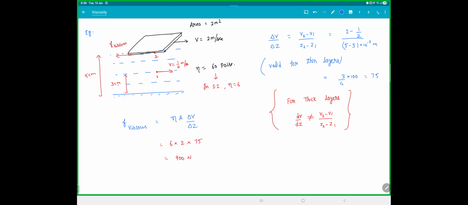Clear with this? It's the direction, right? You can take it just like friction. Just like friction opposes relative motion between two surfaces, here the viscous force opposes the relative motion between the two layers. So here, few things you have to take care of. Is the example clear, everyone?